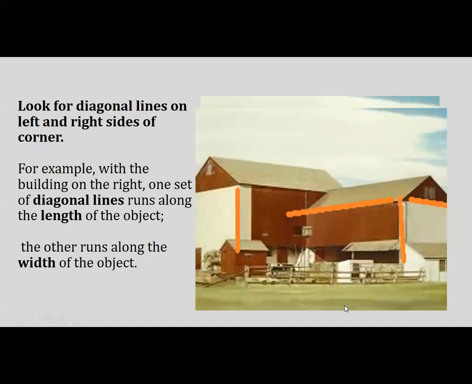Then you're going to look for diagonal lines on the left side of that corner and the right side of those corners. And those diagonal lines, one set of them runs along the length of the object, and one set of them runs along the width of the object. This would be the length of this barn here, and this would be the width of this barn here. I'm only drawing on one of these because otherwise there are too many lines.